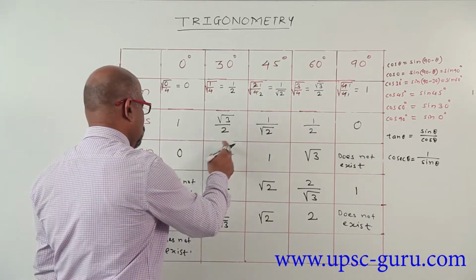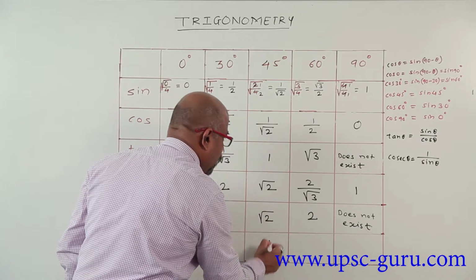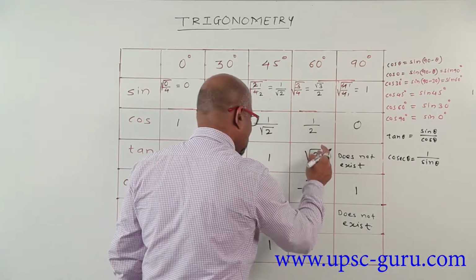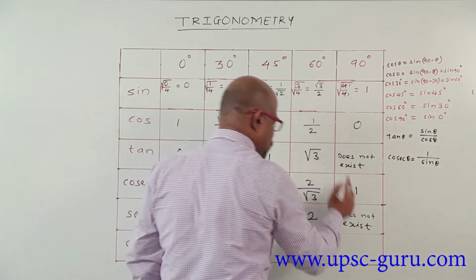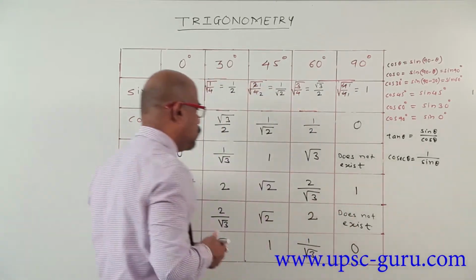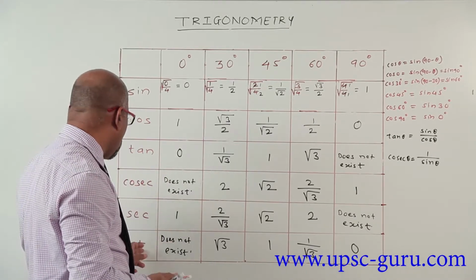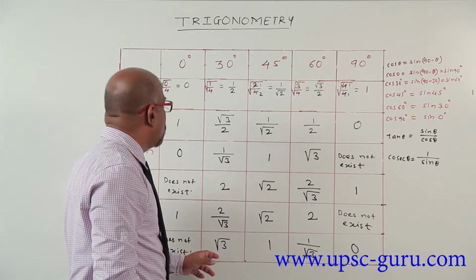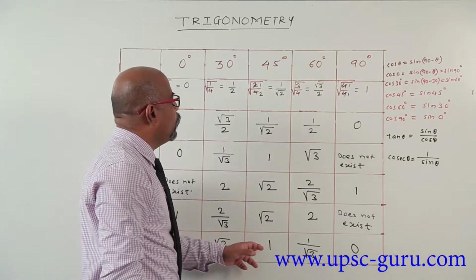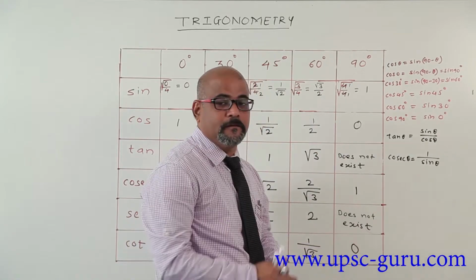Then the reciprocal of 1 by root 3 is root 3. Reciprocal of 1 is 1. Cot 60 is the reciprocal of root 3, that is 1 by root 3, and cot 0 does not exist. Reciprocal of that is 0. Therefore, the value of cot 0 does not exist. Cot 30 is root 3, cot 45 is 1, cot 60 is 1 by root 3, and cot 90 is 0.